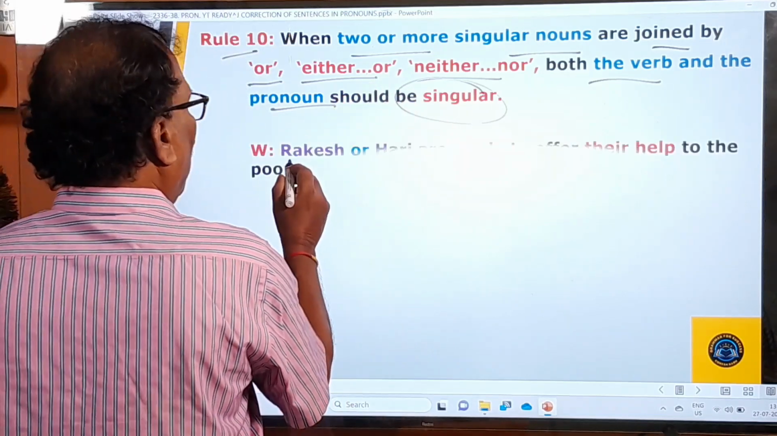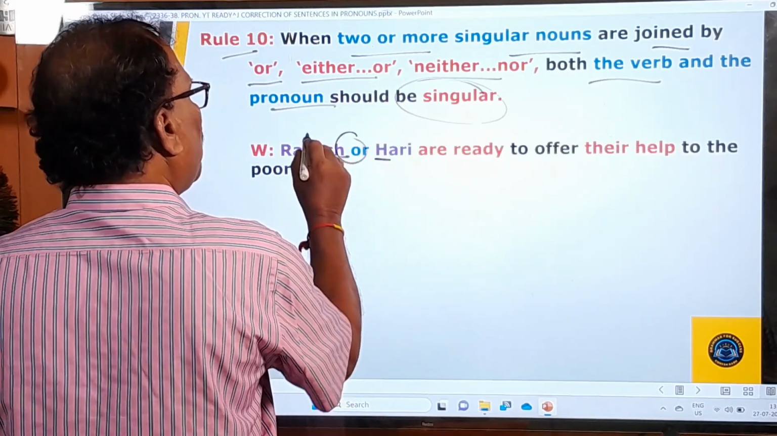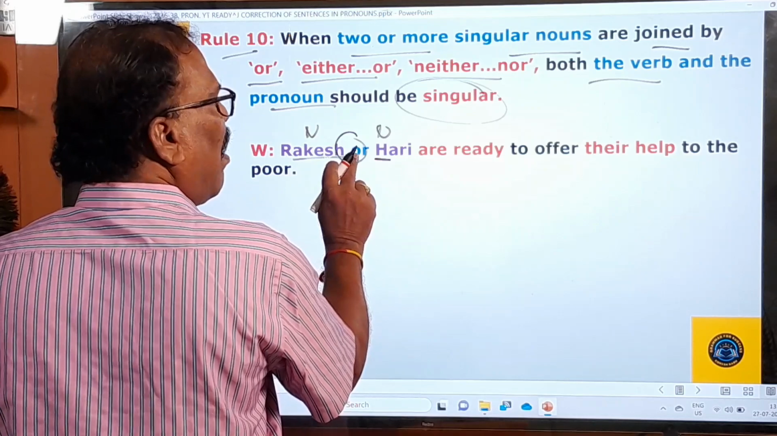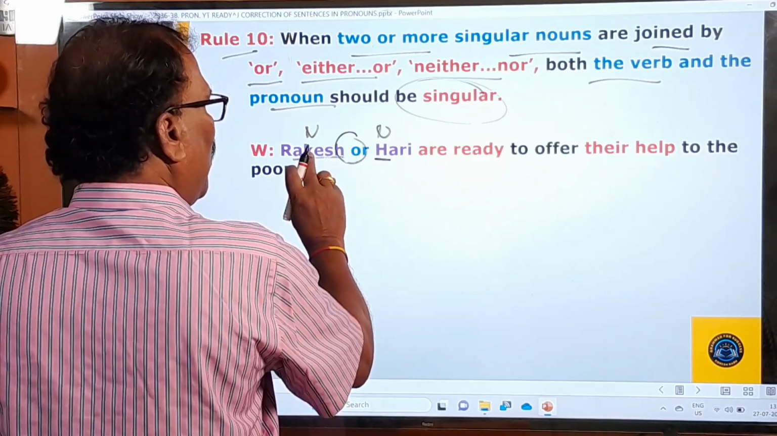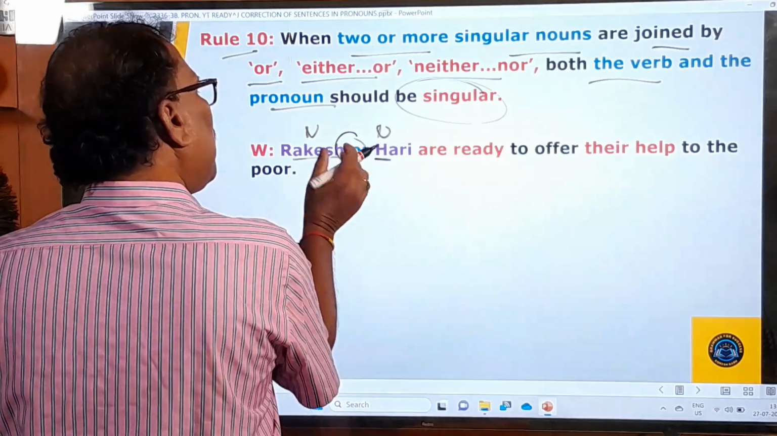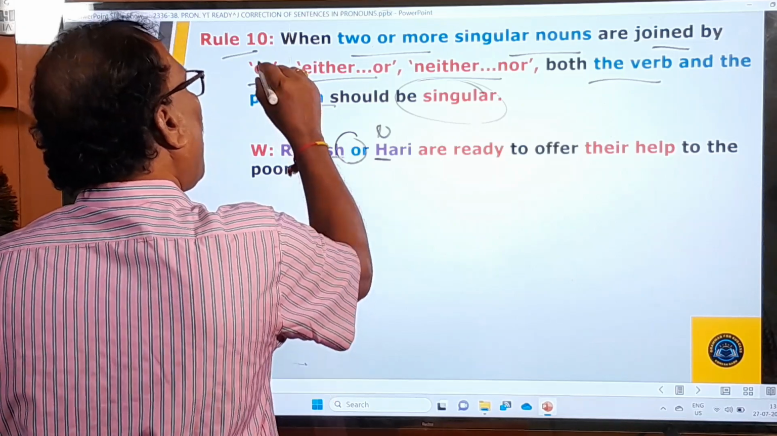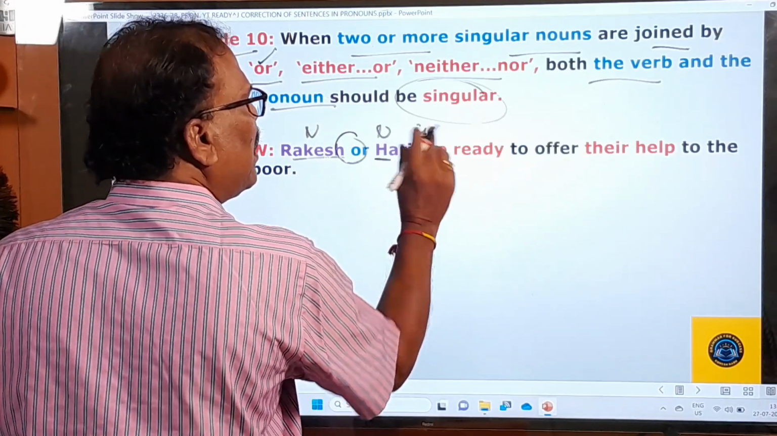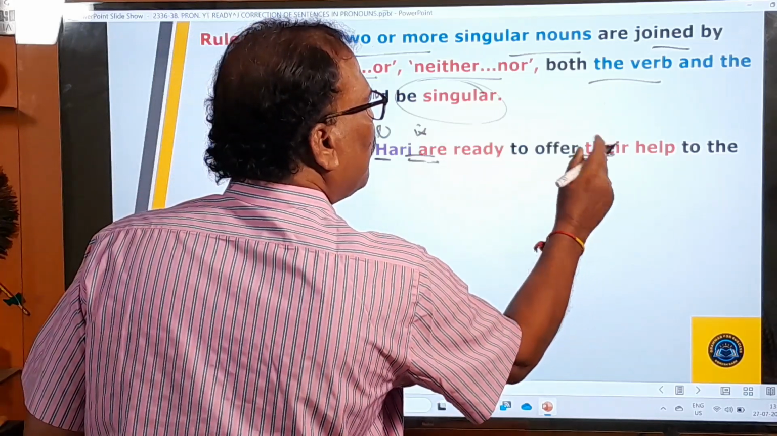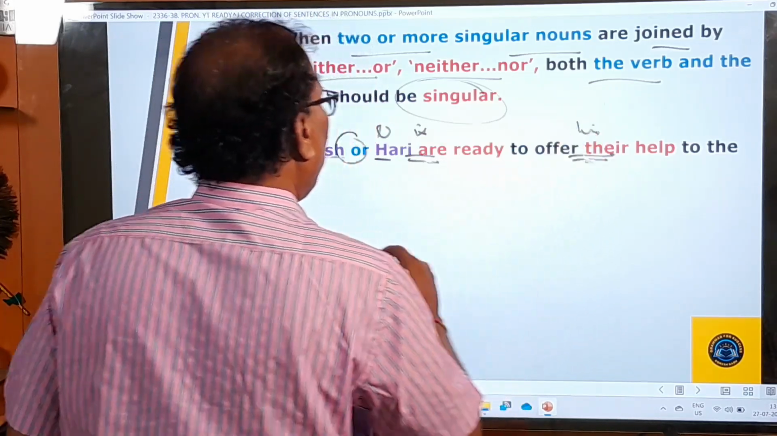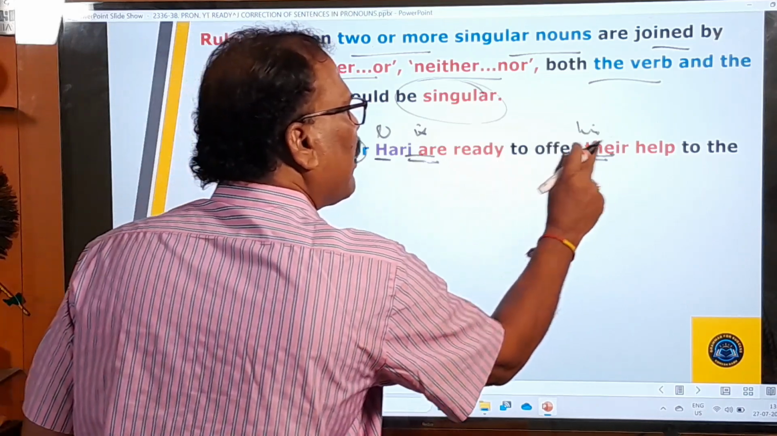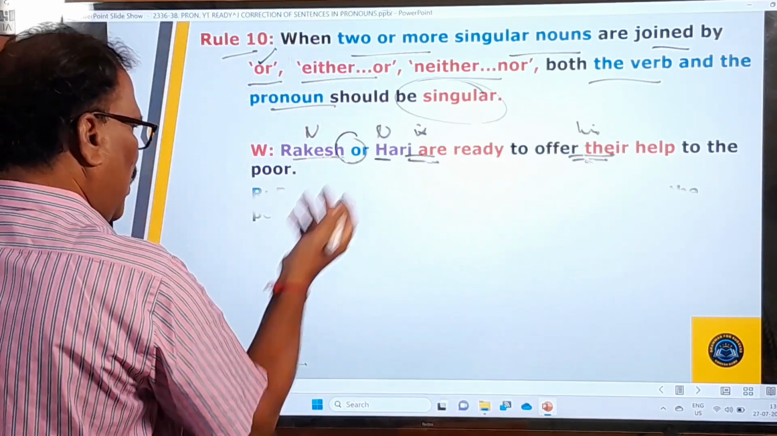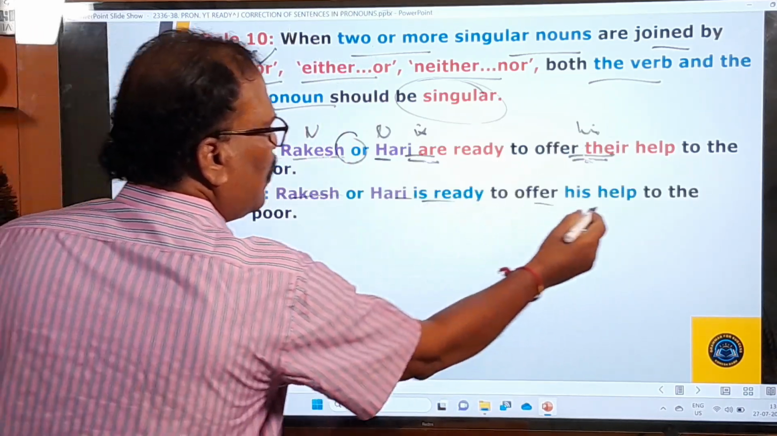Here you see that, Rakesh or Hari, we are joining these two nouns with or. Or is a conjunction. When these two nouns are connected by or, the verb must be in the singular. What is the singular of are? Is. Ready to offer. Instead of their, what should be there? His. So, Rakesh or Hari is ready to offer his help to the poor.